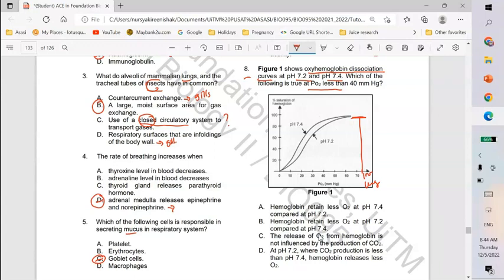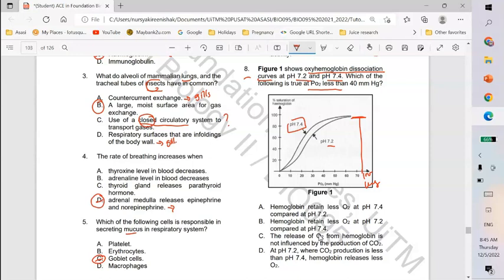what is the normal set point of blood pH? Is it 7.2 or 7.4? Normal set point for blood pH. It's 7.2. Are you sure? We saw this from homeostasis, chapter 3. What is the normal set point of blood pH? Seven point four. So if your blood pH drops to 7.2, it means what?